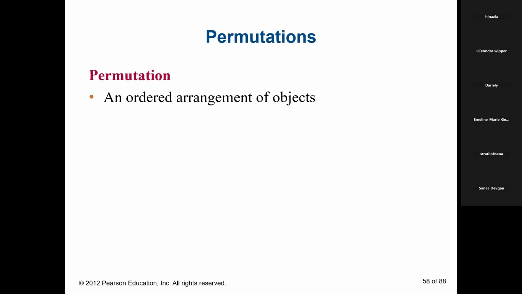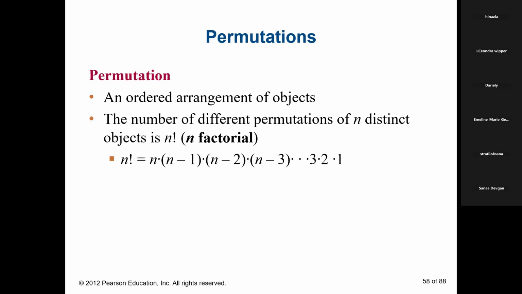In order arrangement of objects, okay? There is order. In time we talk about permutation. Order is important. Order does matter, okay? So the number of different permutations of n distinct objects is n factorial. This symbol, when you see this, is read n factorial. It's just a number.